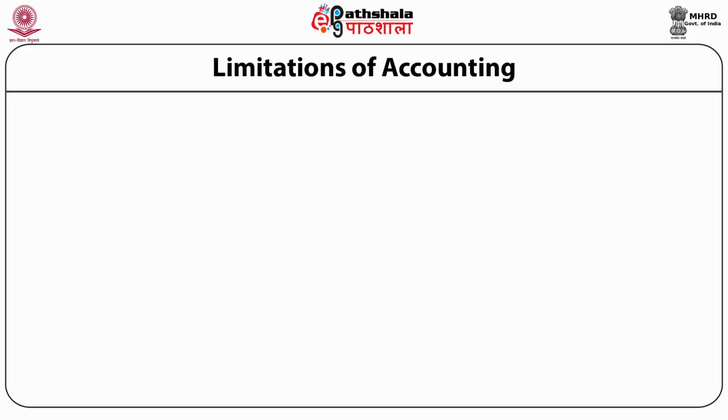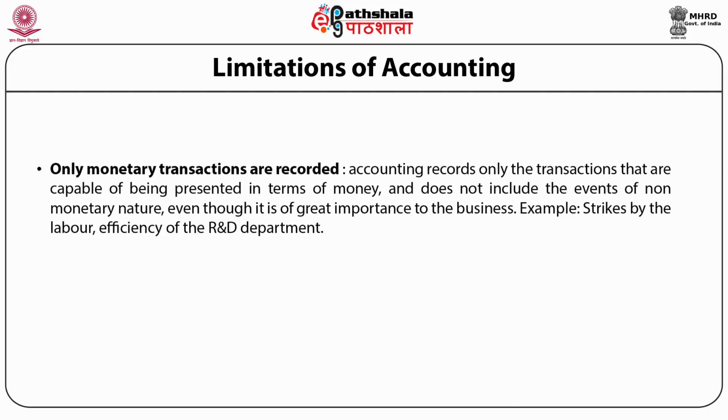Limitations of accounting. Only monetary transactions are recorded. Accounting records only the transactions that are capable of being presented in terms of money and does not include events of a non-monetary nature, even though they are of great importance to the business. Example: strikes by the labor, efficiency of the research and development department.